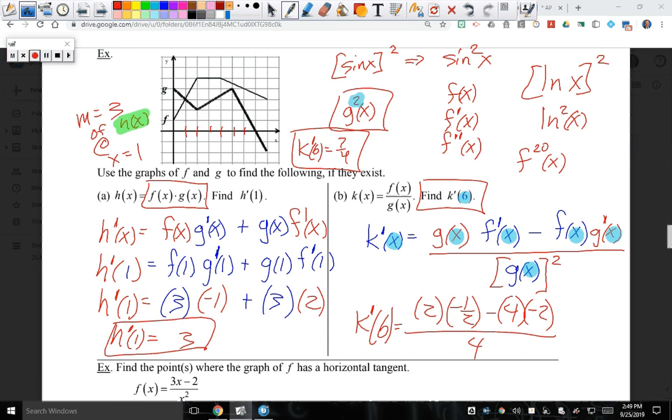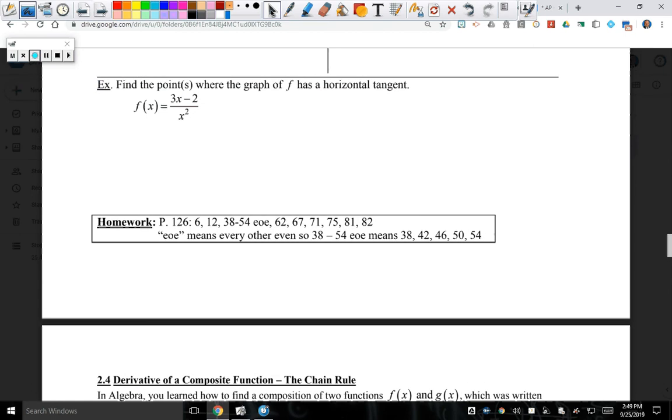Cool? All right. So now, let's look at this one. So I have this rational function, and it says find all the points where the graph of f has a horizontal tangent. So this is important. What does that mean? Go ahead, anyone. Slope is 0. So if the slope is 0, and I'm using calculus notation, I could say f prime of x is 0. Okay? And we're going to see where does this occur.